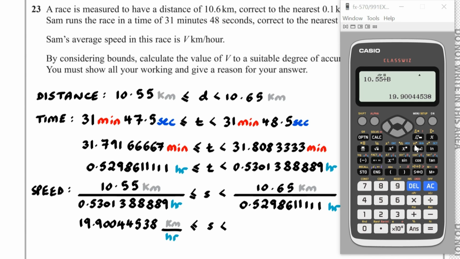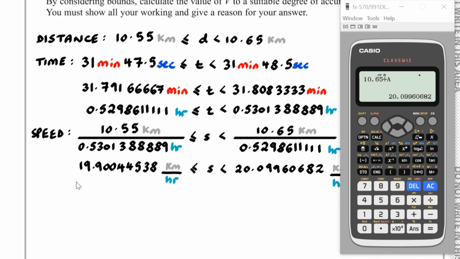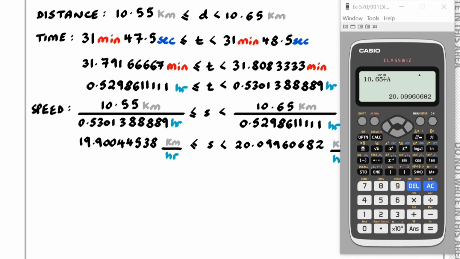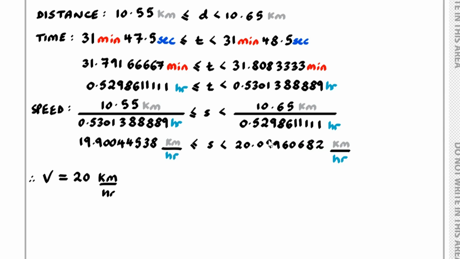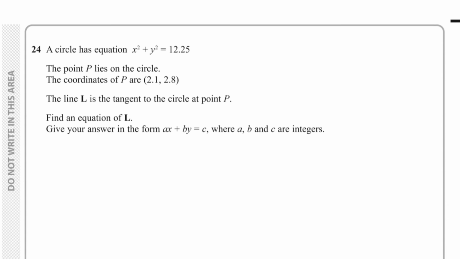And to work out the upper bound, I need to do 10.65 divided by this value of A, which is 20.099 etc. And therefore what we can conclude is the speed v is equal to 20 kilometers per hour, and that's because both the lower bound and the upper bound round to this value.